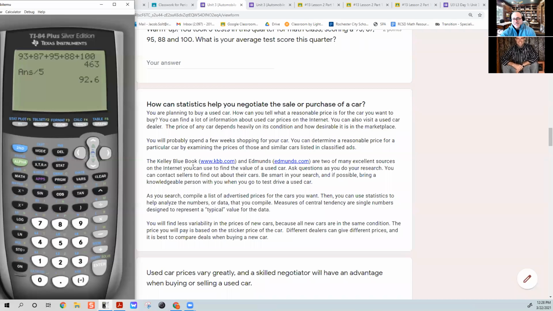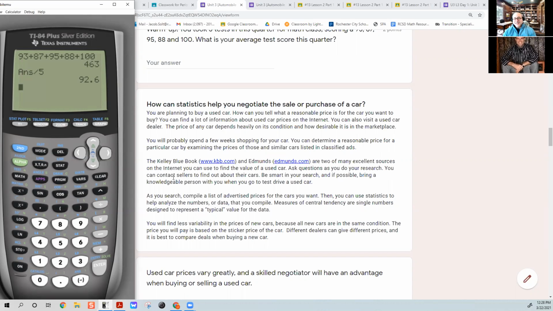Now, an excellent source is the Kelley Blue Book, right? There's a link to that site right there. Also, Edmunds is the same thing. Both of these sites are excellent sources on the internet that you can use to find the value of a used car. And how do they do this? How do they provide this information? They just actually monitor the sale price. They monitor the sale price of cars and they just average them together, right?